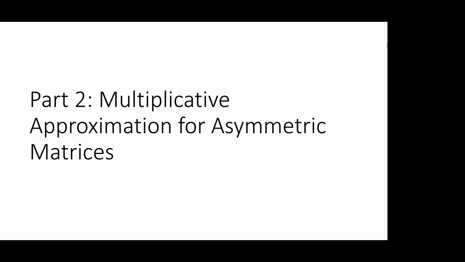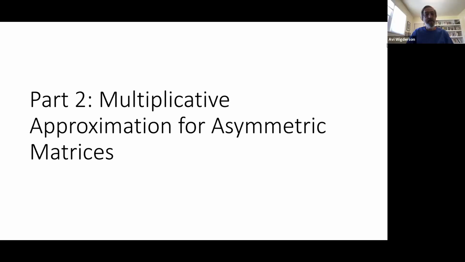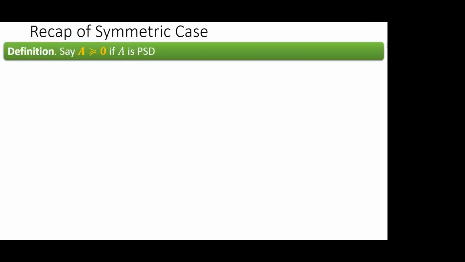All right, yeah. So now we're going to talk in more detail about what it actually means for asymmetric matrices to approximate each other multiplicatively. We're going to start by reviewing what we talked about last time, approximation for symmetric matrices. If you remember, there's this thing called the Löwner ordering, which is a very natural ordering on positive semi-definite matrices. It is defined as: A is greater than or equal to 0 if A is positive semi-definite, and A is greater than or equal to C whenever A minus C is positive semi-definite.